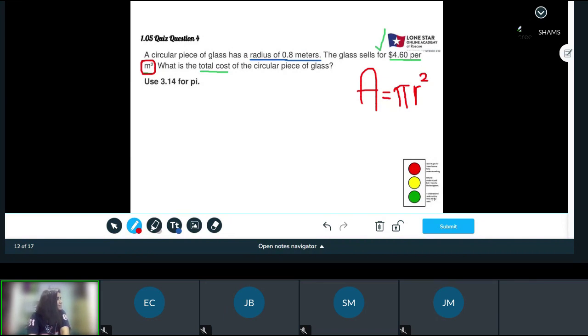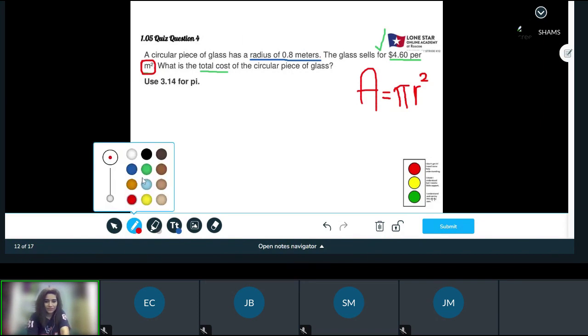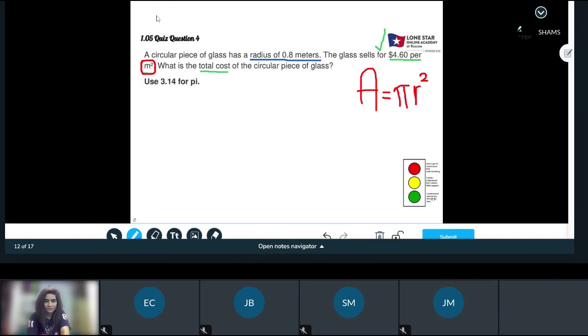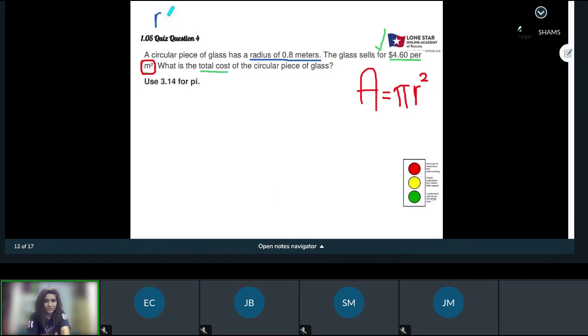Very good. I see here, Nathan, I agree to your work so far. That's exactly what I got. And then there's one more step. Let's see. In this question, radius is given to us. Radius is 0.8.